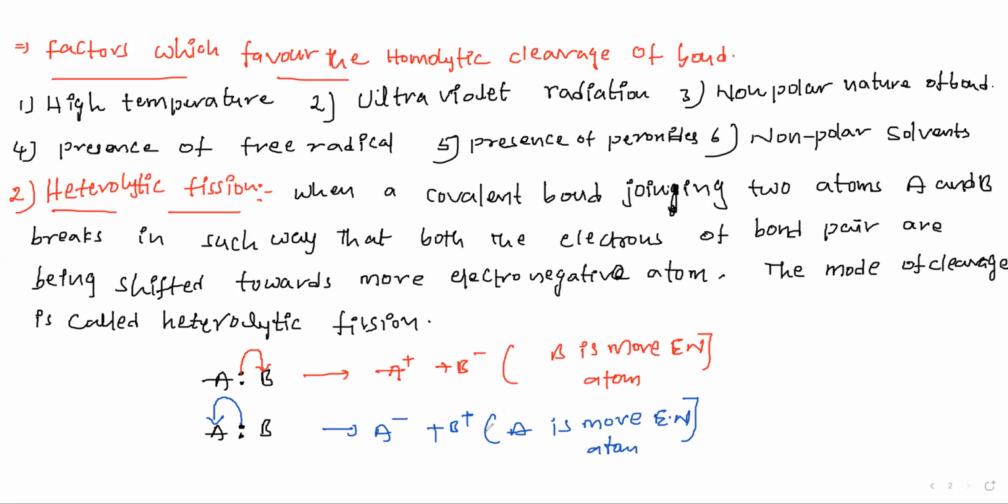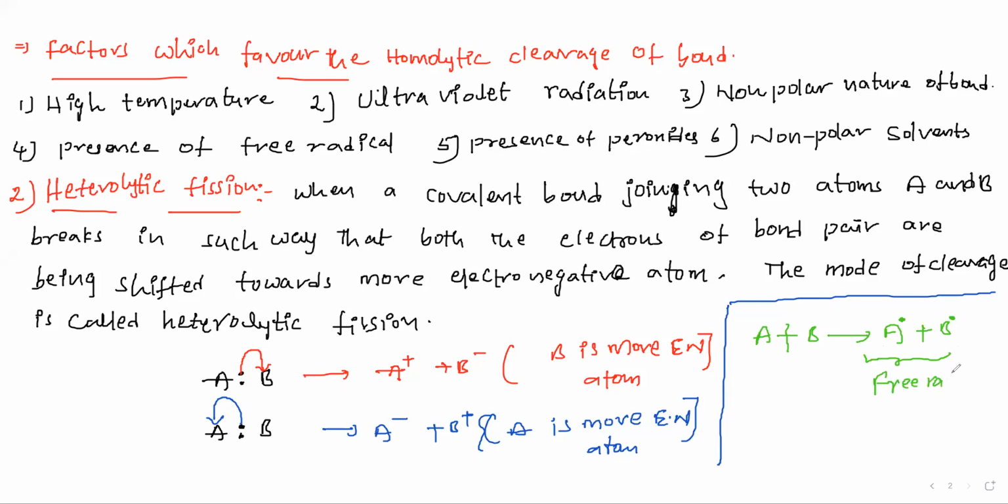Okay, that means simply in homolytic fission, the electronegativities of the atoms of the elements are almost equal. So just A is bonded with B. If it is homolytic fission, what will happen? A gets one electron and B also gets one electron from the bonded pair. So these we are calling free radicals. What are those? Free radicals in homolytic fission.